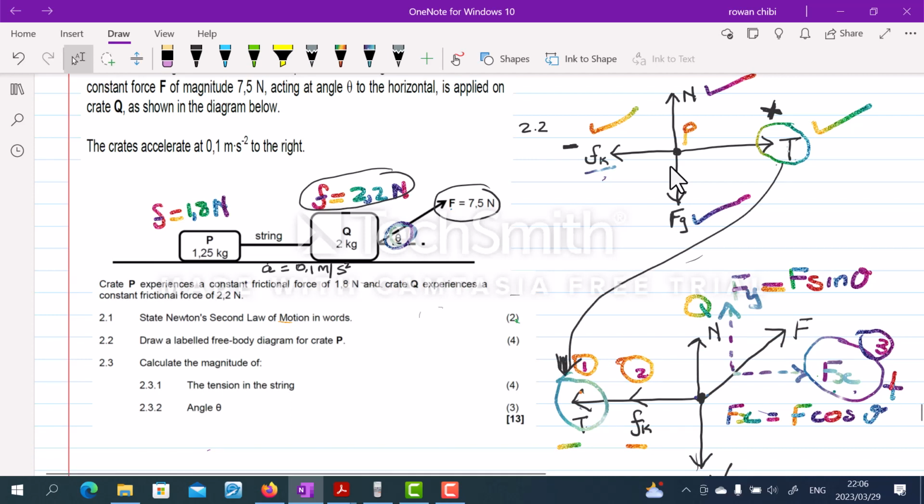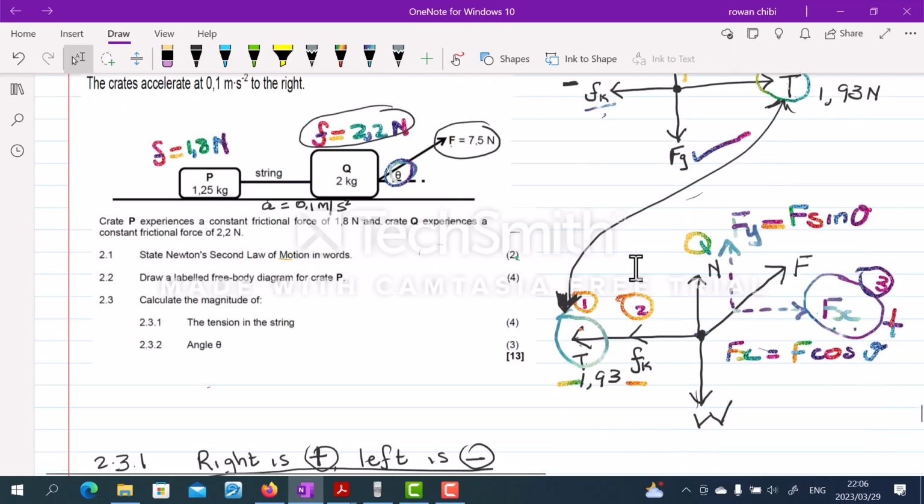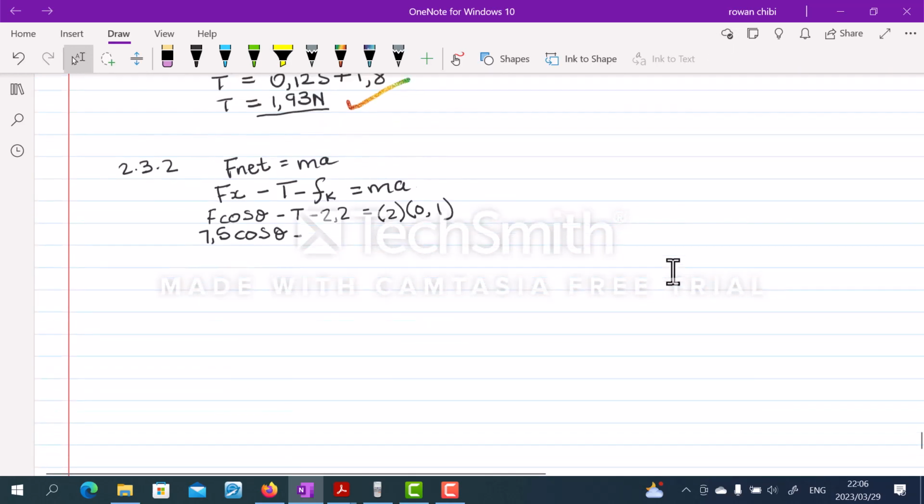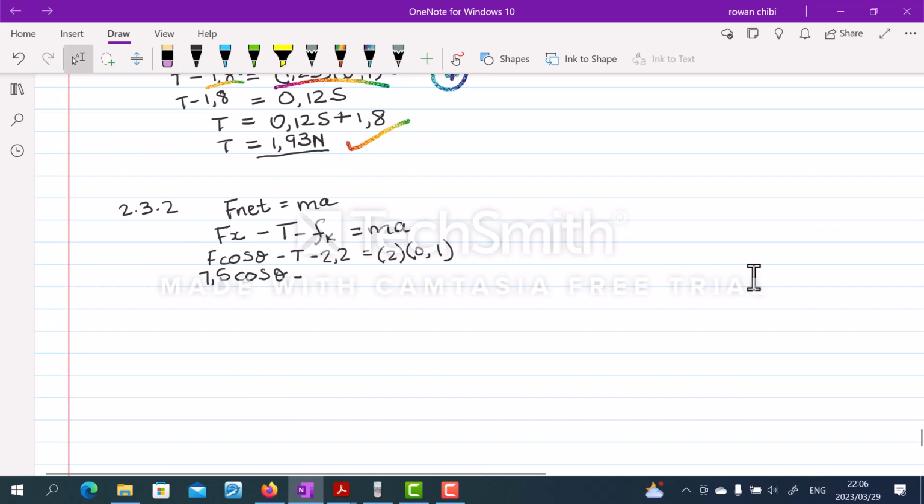The tension of P and the tension of Q have the same magnitude. So if the tension here is 1.93 newtons, that means the tension for this one is also 1.93, but in the opposite direction. So I'm going to substitute the tension for object Q, 1.93, and it's negative, minus 2.2, equals 2 multiplied by 0.1.